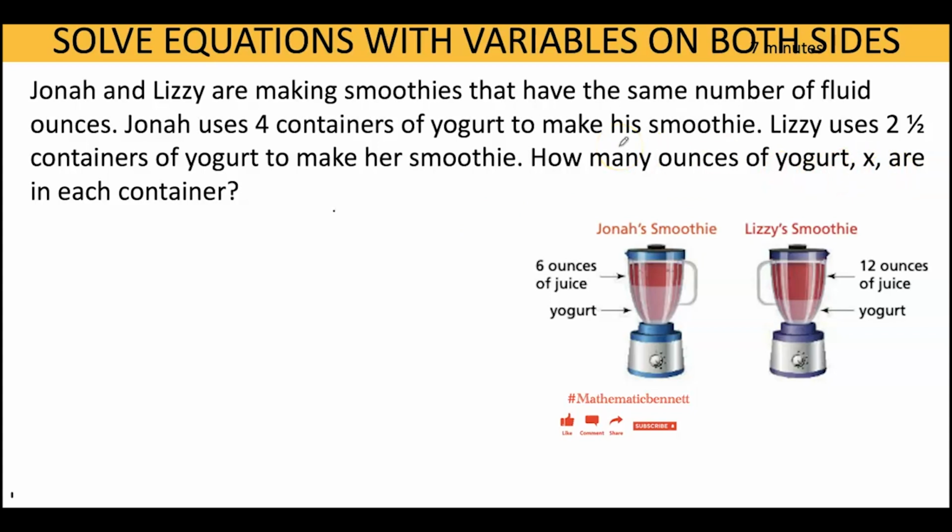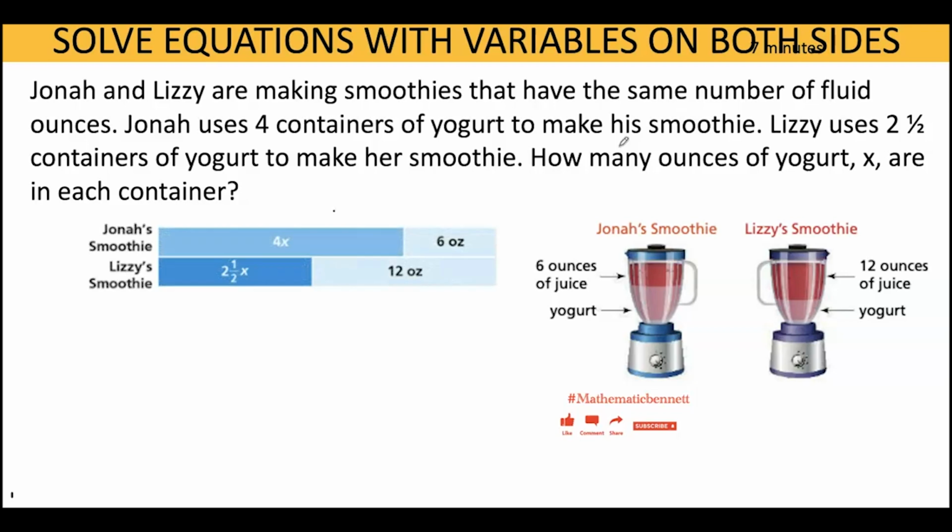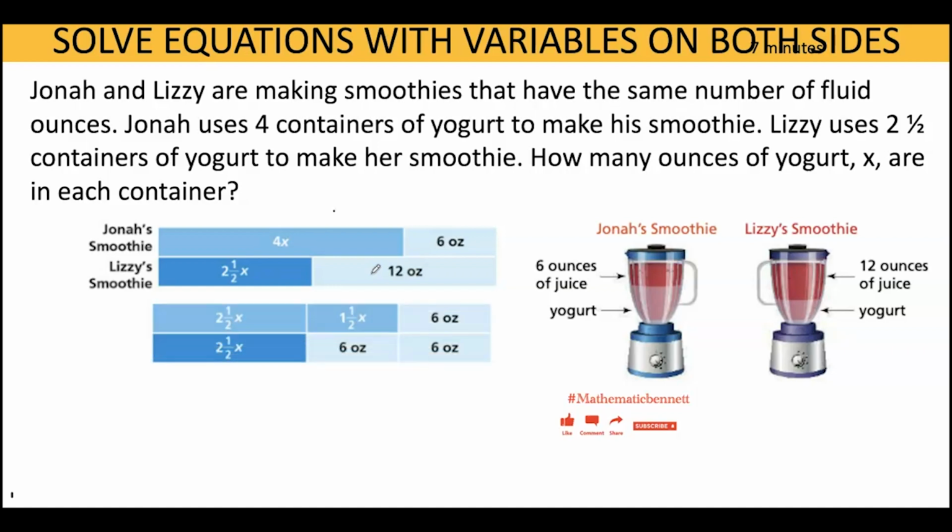So we can use a bar diagram to represent this information. Here we have our bar diagram: 4 ounces of yogurt and the 6 ounces of juice. For Lizzie, 2.5 containers of yogurt with 12 ounces of juice. From there we can split our bars to make it a little evener. So there we go. You can see that we subtracted that 2.5x from the 4x, so we're left with 1.5x, and we subtracted this 6 from this 12 ounces, so we have 6 ounces left.